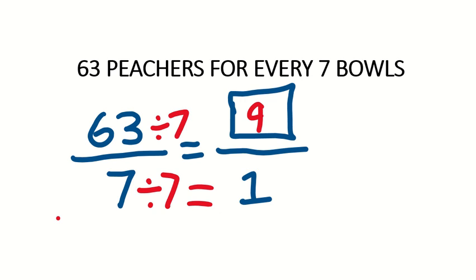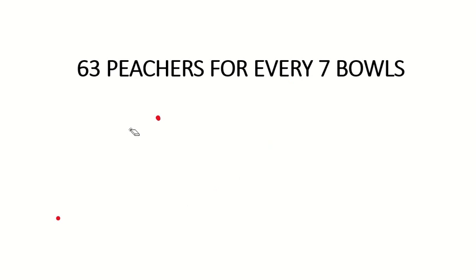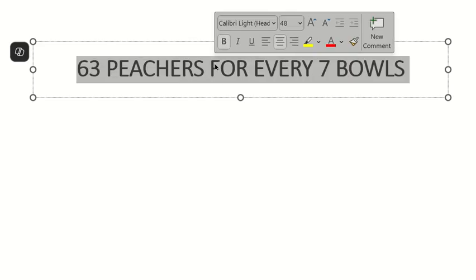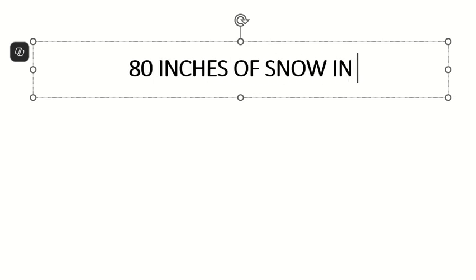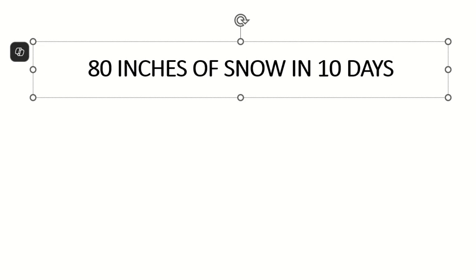And now, just so we can drive the point home, let us come up with one final scenario. And it's winter around these parts, so we got a little bit of snow on the ground. So let's go ahead and do a snow scenario. So give me just a second. I'll type her up for you. All right, let's say I got 80 inches of snow in 10 days. The question is, how many inches of snow did I get per day?